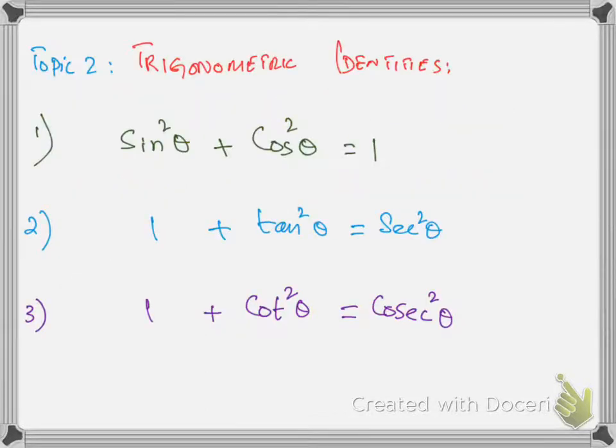Trigonometric identities. You have done this identity in P1. Sine square theta plus cos square theta is 1. These are two new identities. AddMath students have already done these identities in AddMath. 1 plus tan square theta is sec square theta. This is the identity number 2. 1 plus cot square theta is equal to cosec square theta. You need to learn all these three identities.